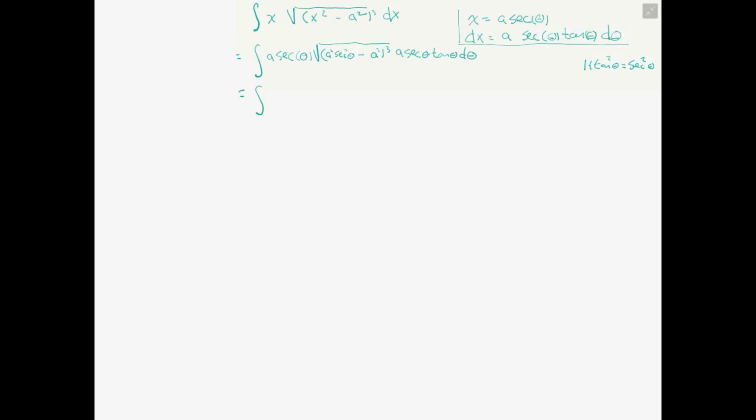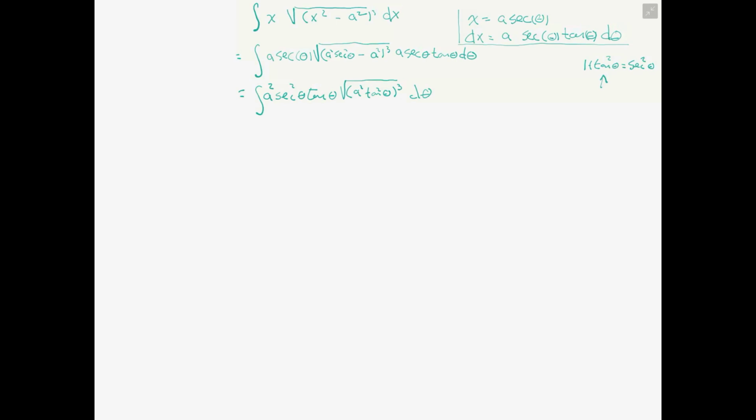Okay, back to where we were. Okay, so let's consolidate everything. So we have a squared so far, secant squared theta, tangent theta, and now under the square root, we know the identity. This identity gives us a squared tangent squared theta, but that's raised to the third, and this is d theta.